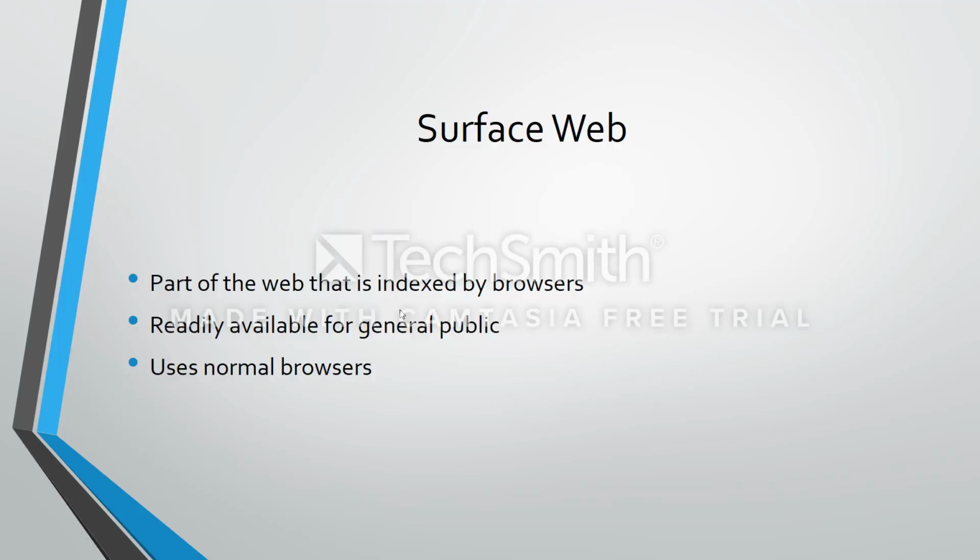Now let us go into detail about the World Wide Web. The World Wide Web has something called the surface web and the deep web. The surface web is what you can see and what is accessible to the normal general public. It is what you get when you search on the internet, and all these pages are documented and indexed. The surface web uses normal browsers to relay the data and the information.